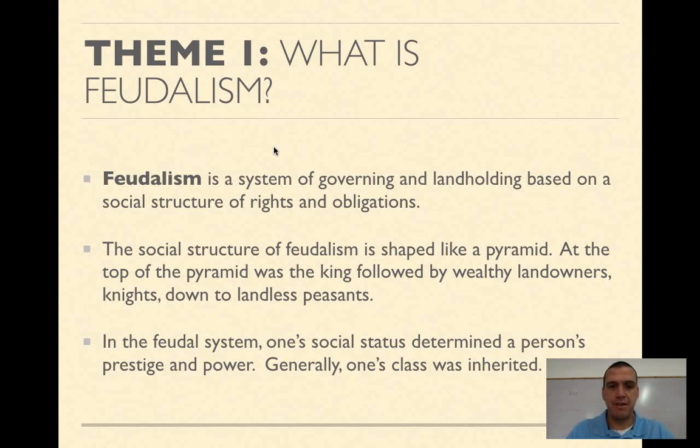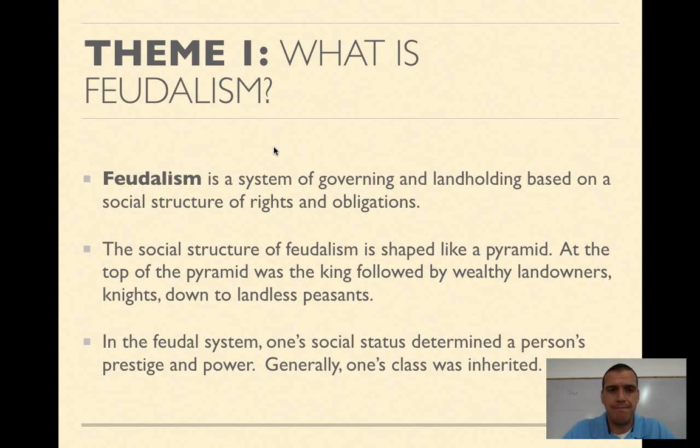At the top of the pyramid is the king, or a wealthy landowner, or a noble, and then your next class would be the knights, and then maybe mid-level merchants, and at the very bottom, which was the largest class, was the peasant class. And I'm going to show you a visual here in a minute in the PowerPoint so you can actually get a grasp of what we're speaking about.